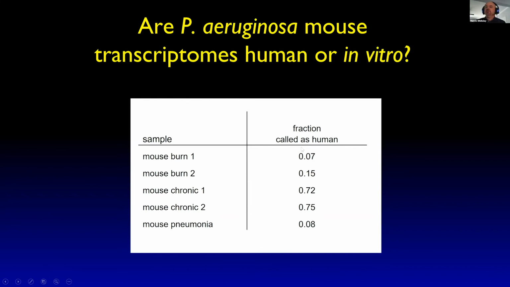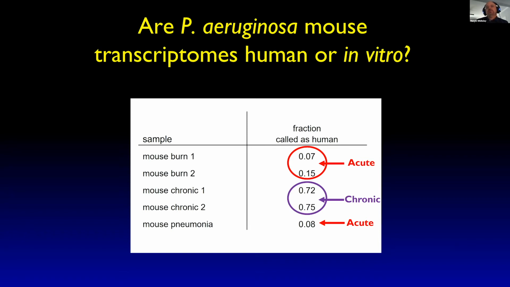What you're actually looking at here is fraction called as human. It's not exactly what this is, but it's the easiest way to explain it to you. But what you should realize is if this number is 1, that means it's classified all the time as human. And if it's 0, it's always classified as in vitro. Okay, so that's what you look at. What we see very quickly is that our acute mouse transcriptomes are very much more like an in vitro culture than a human. Whereas in the mouse chronic model, it was much more human than it was in vitro.